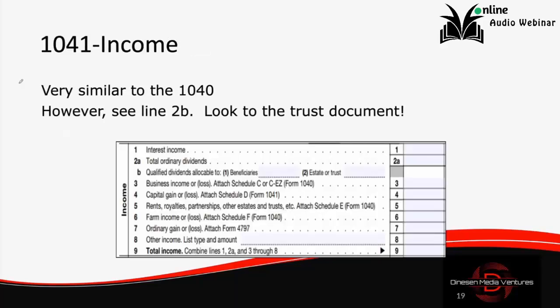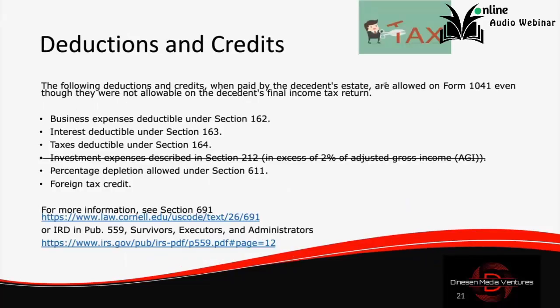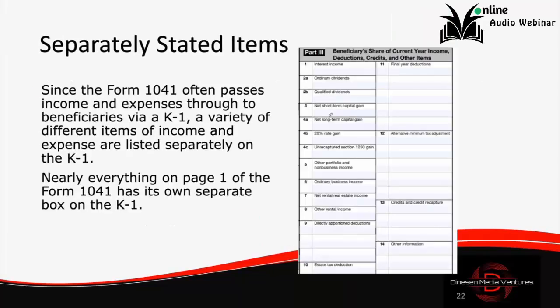So here we're looking at the 1041, the income section. You have deductions. There are certain things that might be allowed as deductions or credits that could be claimed on the 1041 that might not be allowed on the decedent's final return. You know, most 1041s that you're going to deal with in the real world pass everything out to the beneficiaries.